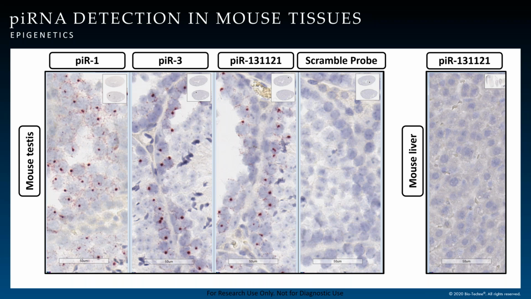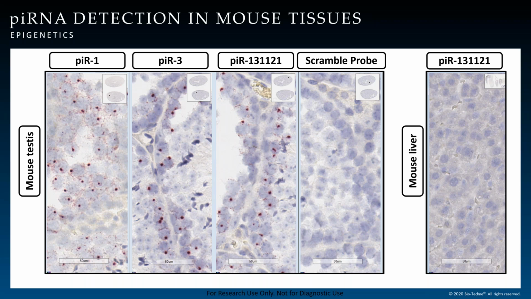Here we show the detection of 3 independent piRNA molecules in mouse testes. We have PIR1, PIR3, and PIR131121 that have been published and validated, and they interact with PIWI proteins. So we know these are piRNAs. These are also germline specific, so they're not expressed in any other tissue. The piRNA appears as a perinuclear punctate dot, and as you can see from this image, it is specifically detected, and there's spermatogonia, which is undifferentiated male germ cells that eventually give rise to the mature spermatozoa.